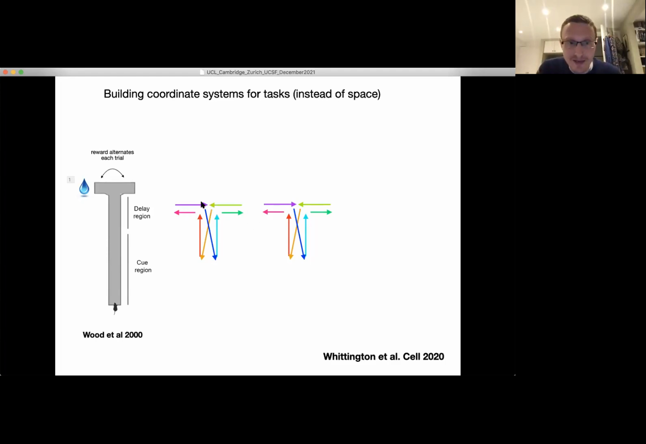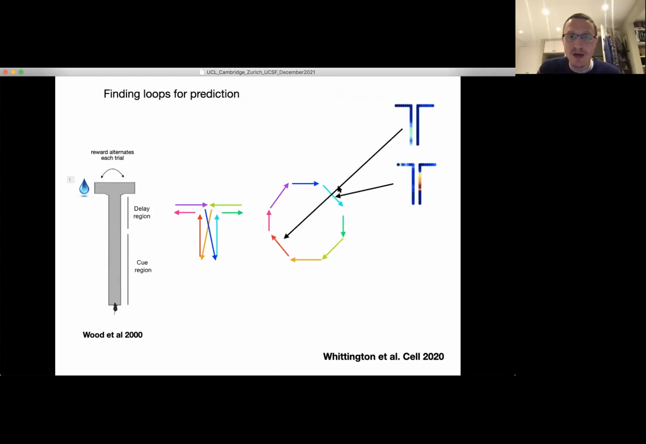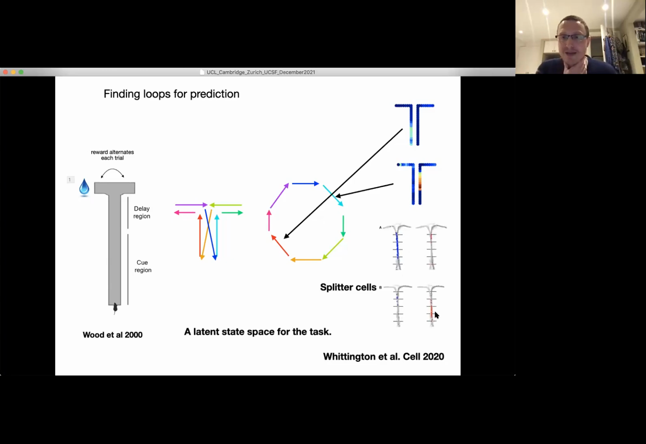But in fact, and so here are the actions in this task. But in fact, this better representation you can actually draw as a loop like this. All you need is place cells on this loop as well as place cells in space. And then you're great. You can predict everything again, because if this place cell is active, then you're going to go right this time, and if that place cell, you're going to go left. And so here's Tem predicting a representation for this alternation task, which is exactly the representation that you find in rodent hippocampus. Here are these famous cells called splitter cells, which do exactly that. They only fire when you're going left or when you're going right.